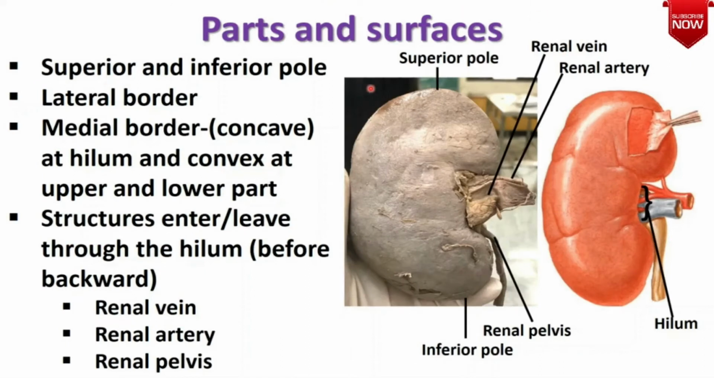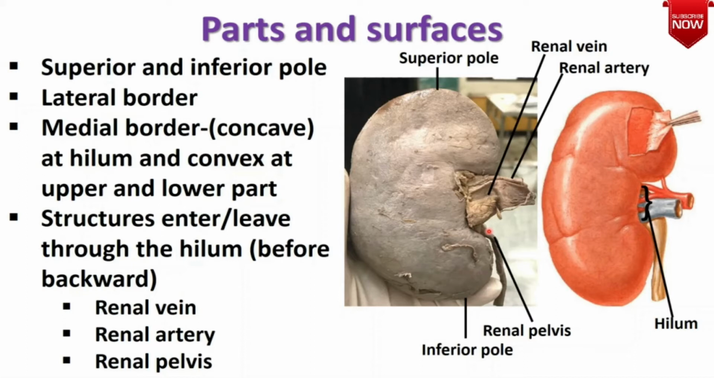Next are the parts and surfaces. The kidney has a superior pole, inferior pole, lateral and medial borders, and anterior and posterior surfaces. The lateral border of the kidney is convex and the medial border is convex in the upper and lower parts, but in the middle it is concave. This concave middle part is known as the hilum.